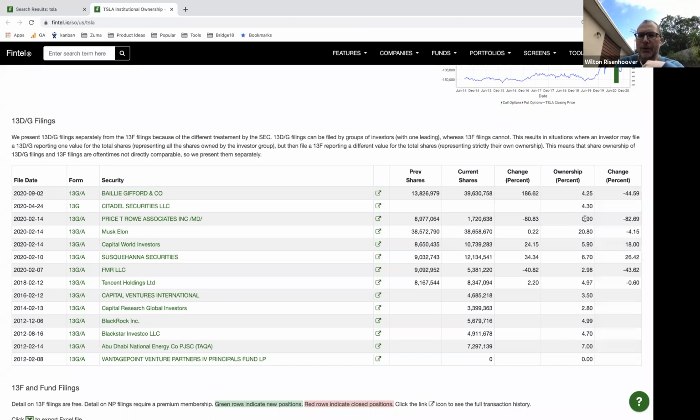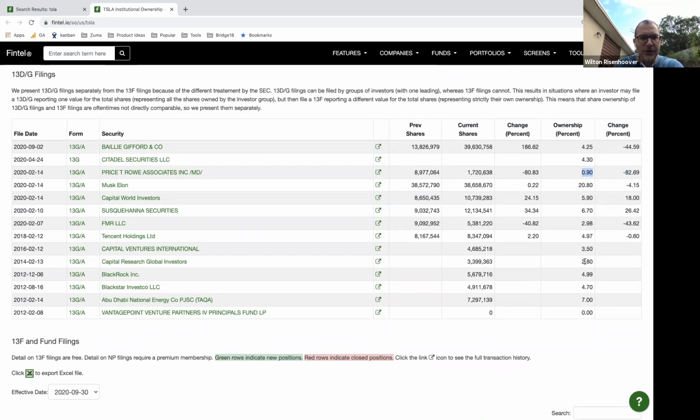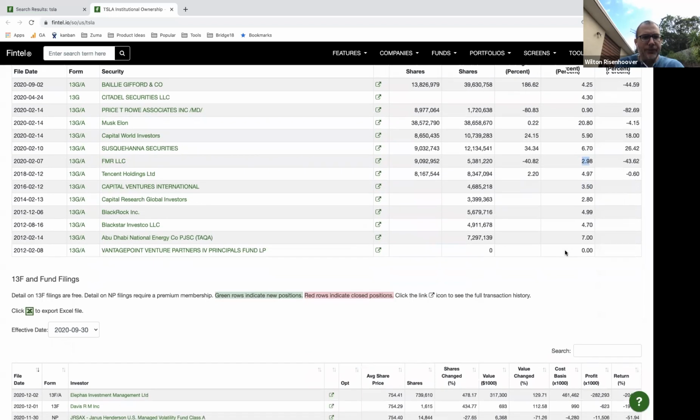So when you look at this, what it means is that most likely T. Rowe Price had a 5% stake at one point in time. They became required to file, and they've been lowering their position over time, and they're still at 0.9, and they haven't fully divested. And you can see here that their most recent change was a drop of 82%. So they're going to have to continue to file until they're completely divested of Tesla. Likewise, these other companies all had reached a 5% threshold at one point in time, and are divesting.